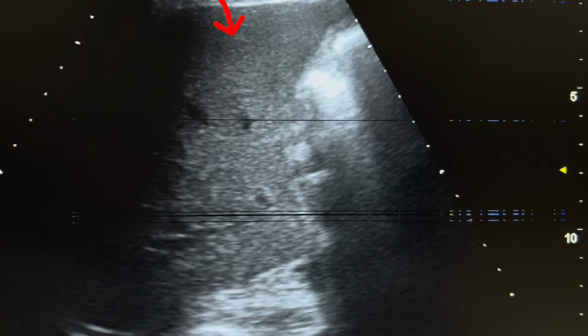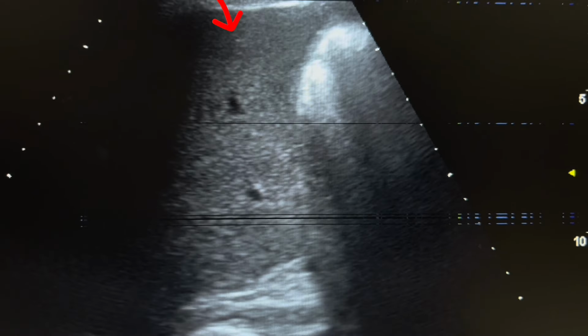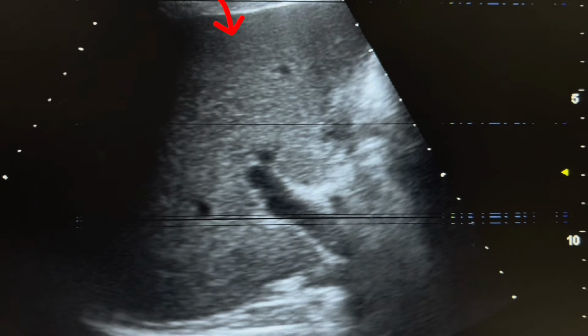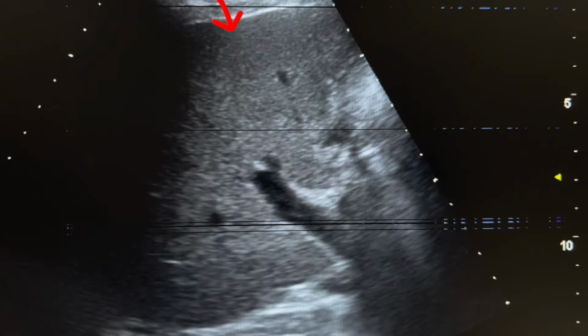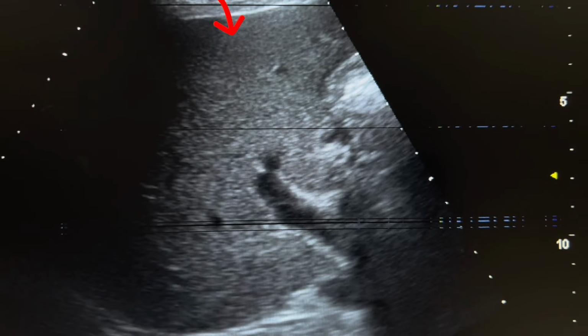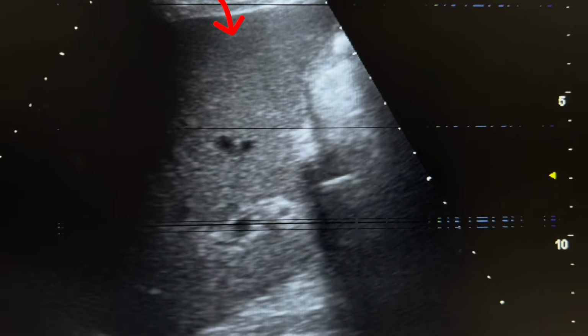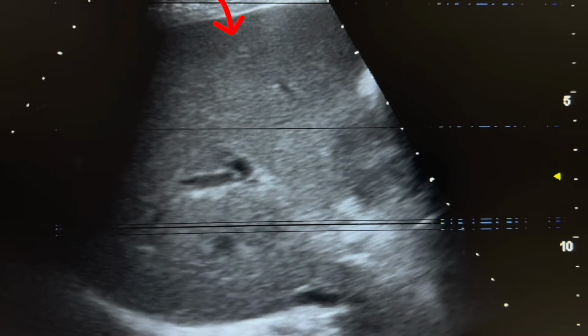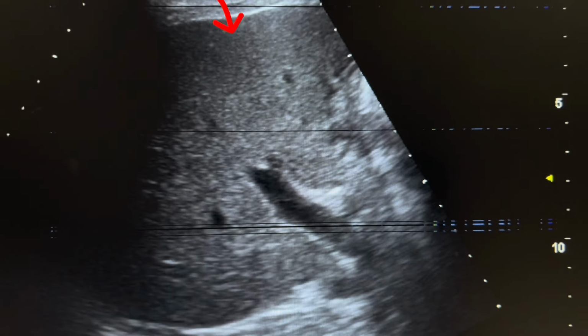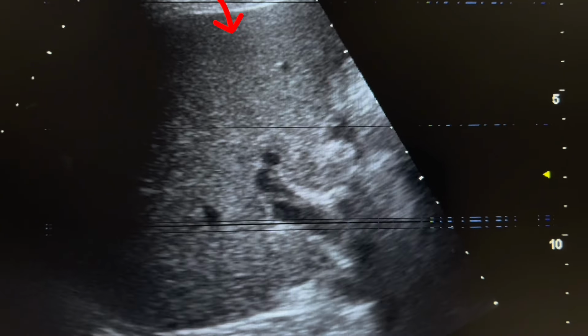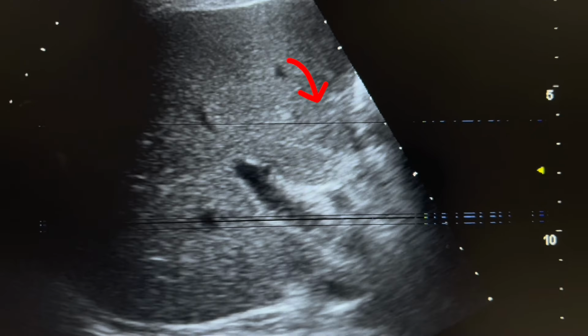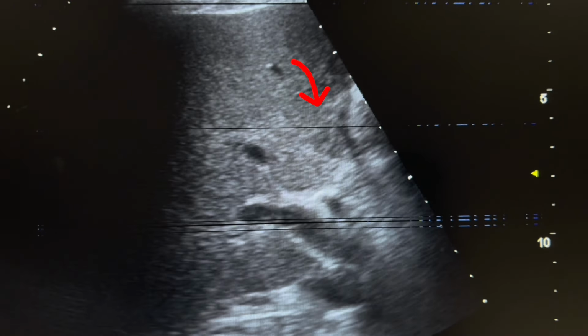Now we're scanning the right upper abdomen as the female has pain in the right upper abdomen after gallbladder surgery or removal. The liver shows normal texture, no intrahepatic biliary channels dilated. Now we will be scanning the gallbladder fossa.